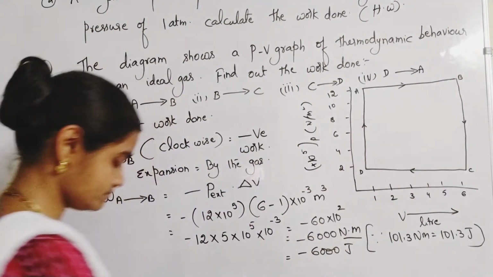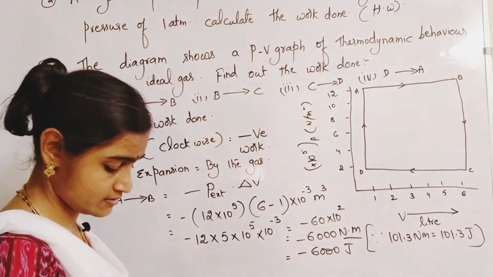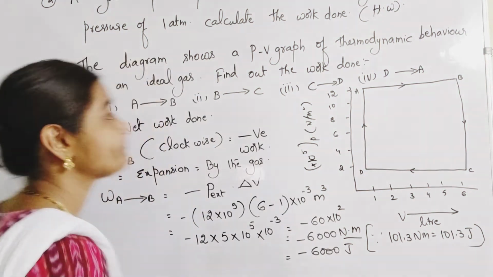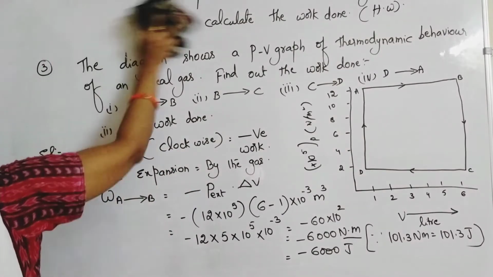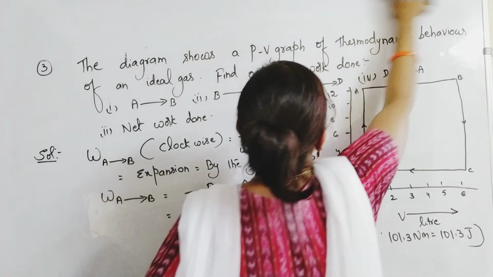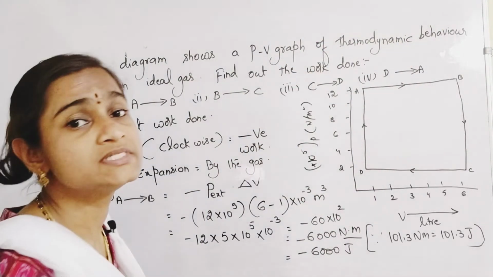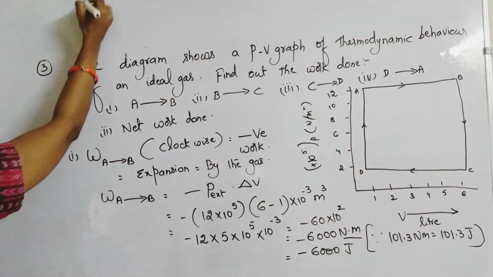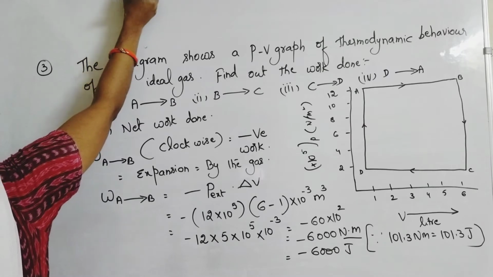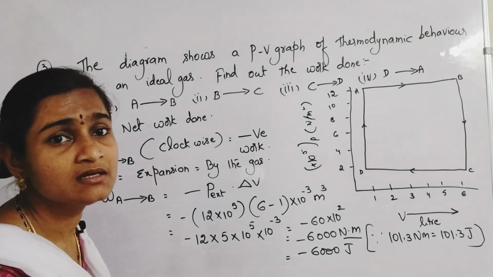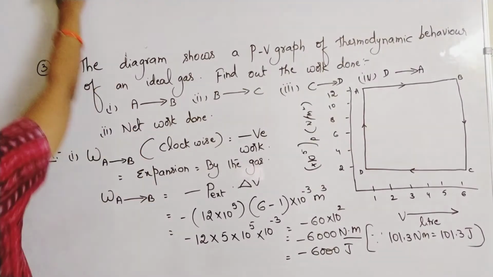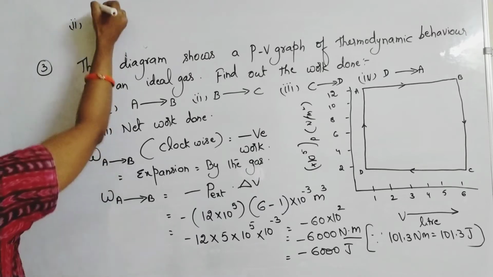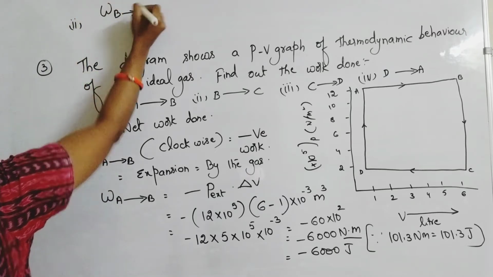Now coming to B to C. I think you can calculate. Okay, pause the video and calculate if you want. Okay, you try. So work done from B to C. This is first one. And in third question, second bit is what? Work done from B to C. I think you cannot able to see. Here I should write from here. Now you can able to see. Yes, work done from B to C.